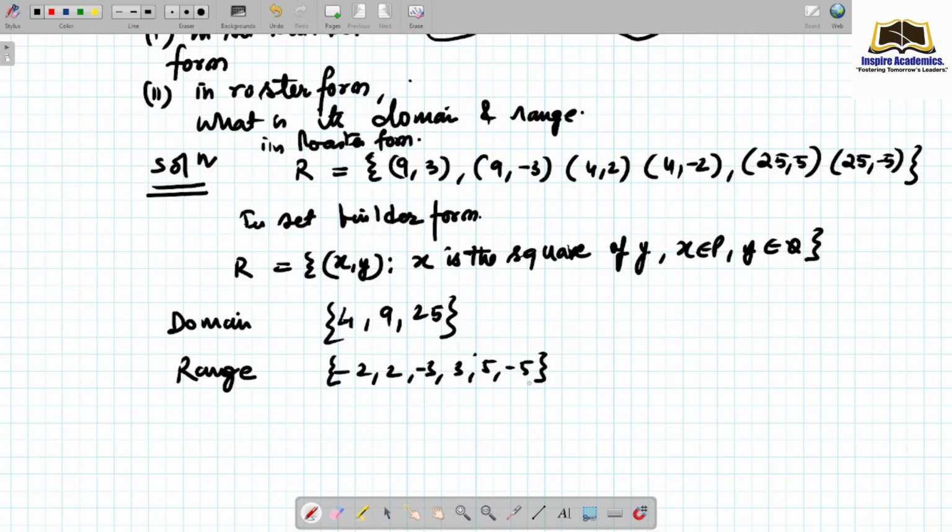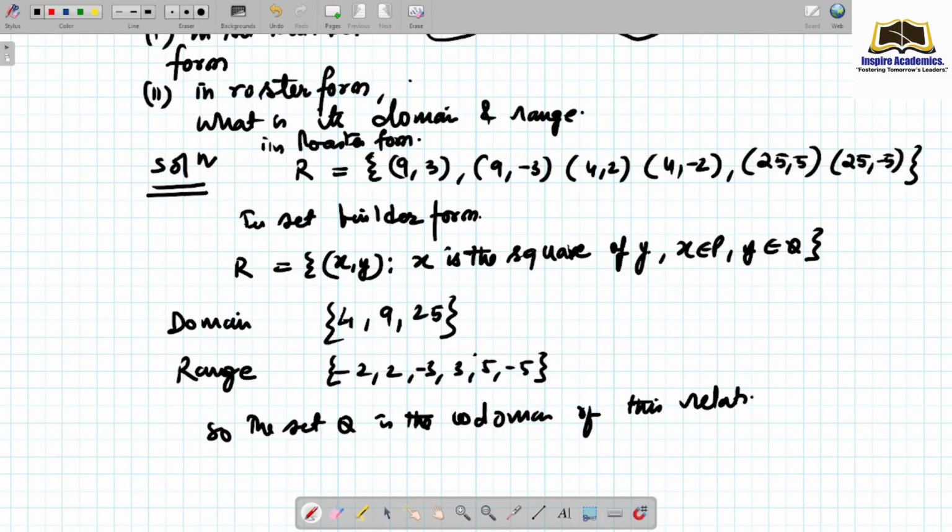Now here we can easily say element 1 is not related to any other element in set P. So the set Q is the codomain of this relation.